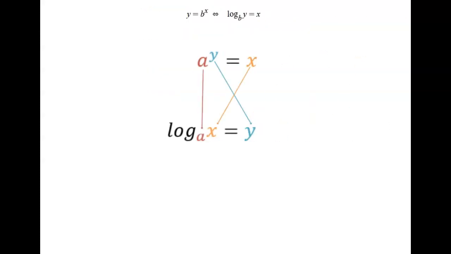So here's how you can think about converting in between these two, and these go both directions. Okay, so if you have a to the power of y is equal to x, then this is how it would convert into a log. And if you have log base a of x equals y, this is how it would convert into an exponential.